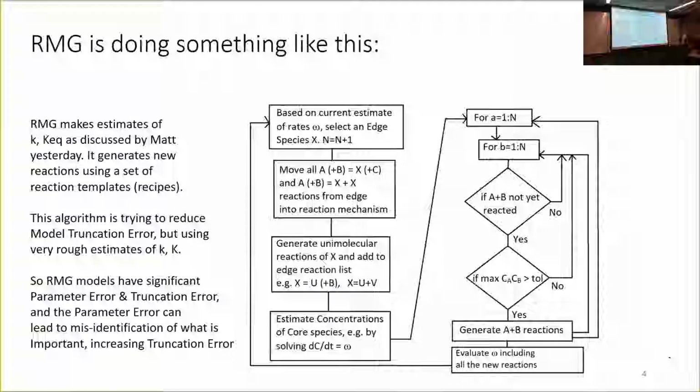Okay, so this is what RMG is doing roughly. This maybe should be very straightforward for you now after a couple days of this class, but maybe it's worthwhile to go through it. RMG can make estimates of the Ks and K equilibriums, as discussed previously by Matt. And it has recipes that allow it to create reactions, or basically reaction templates. And the main RMG algorithm is really trying to reduce the model truncation error.